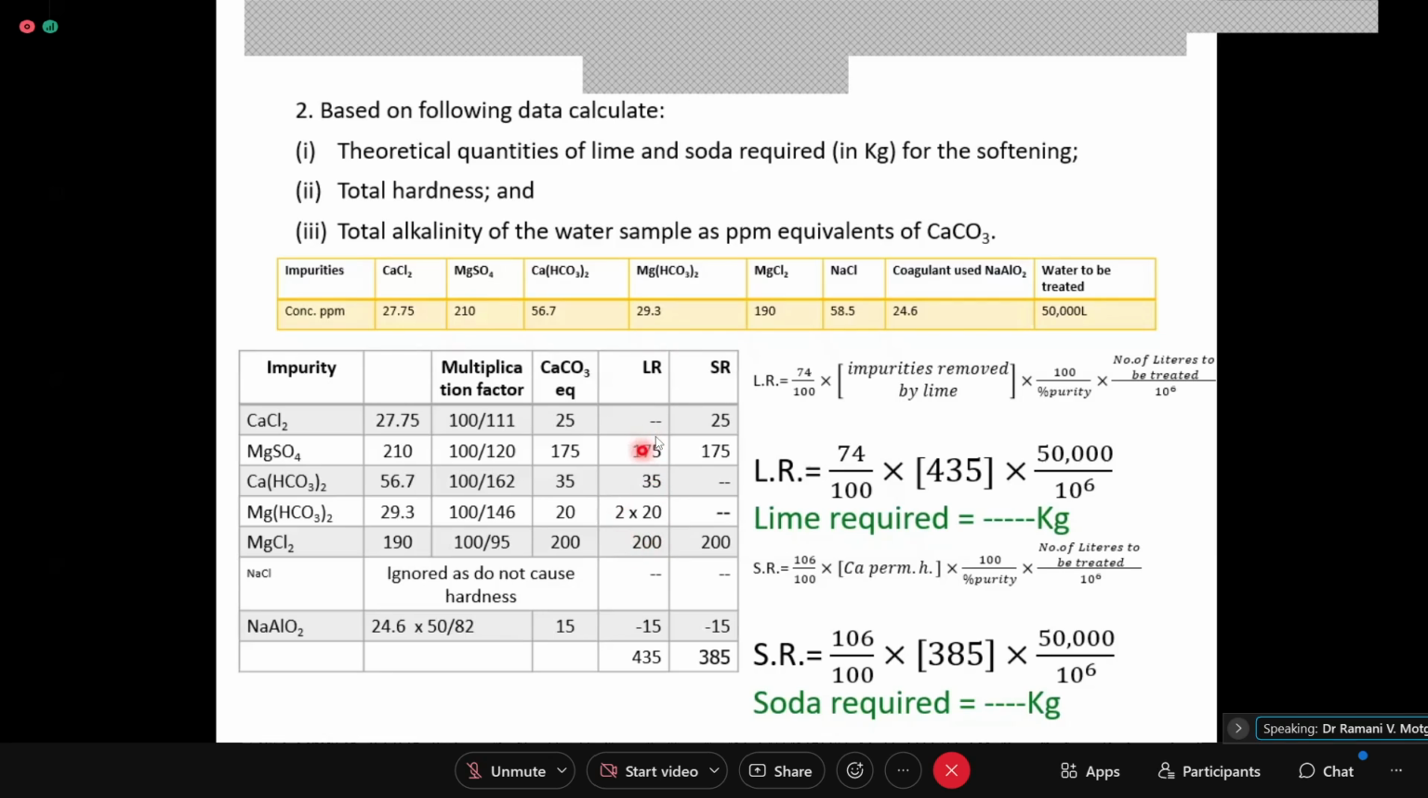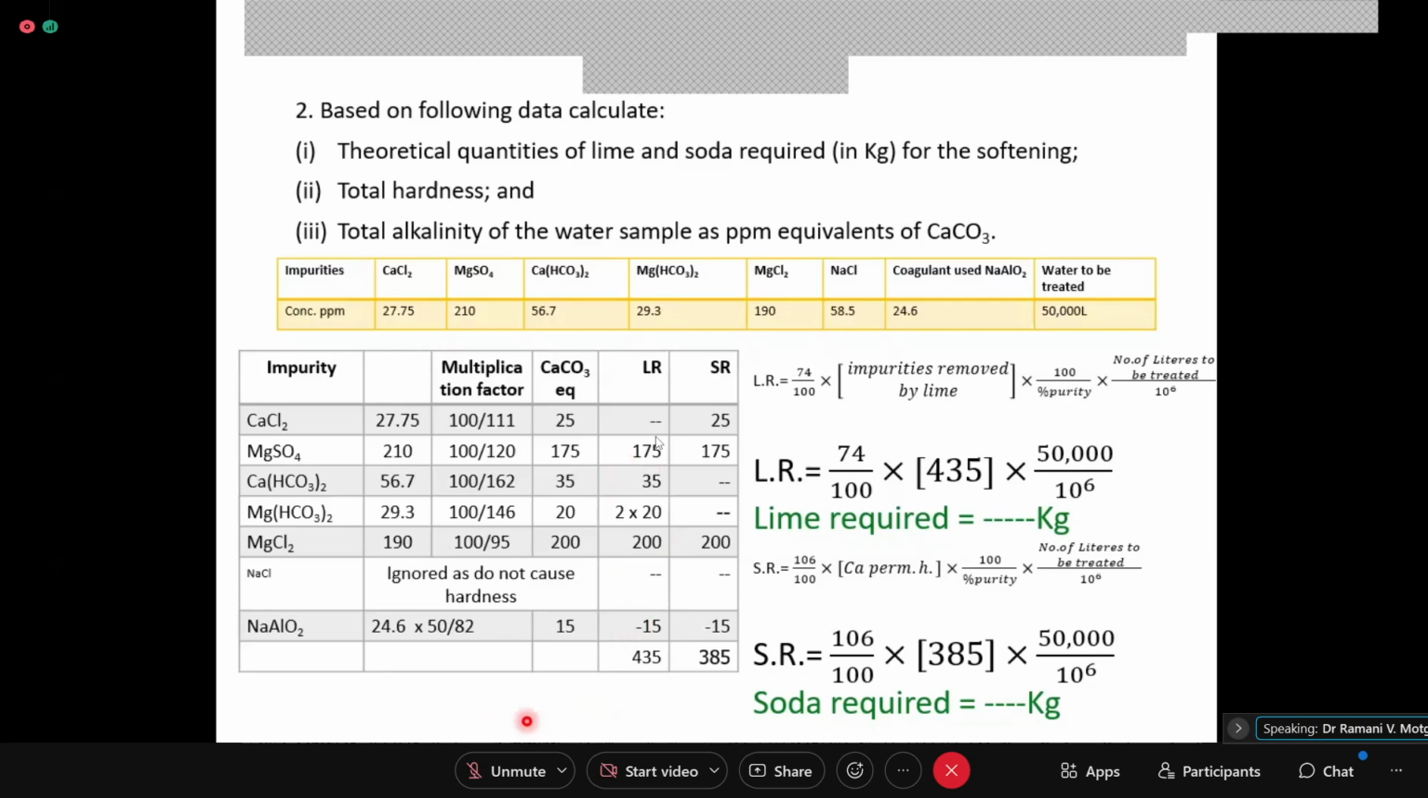Like you are calculating this. Now as soon as hydroxide is formed from its dissolution, that hydroxide will react with, say, magnesium bicarbonate forming magnesium hydroxide precipitate. So that much quantity of hydroxide will be required less in the lime required column. That is why that hydroxide is considered to be one equivalent of lime. So that much less lime will be required, and that is why this is written minus here.